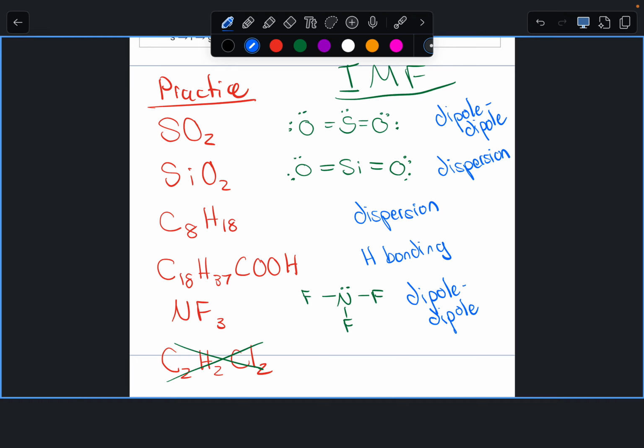The last one, the reason why it's interesting, but I X'd it out, was because it depends on how you draw it, and not just draw it, but how it actually is. So it is also one that has an isomer, that one of them is polar and one of them is non-polar.